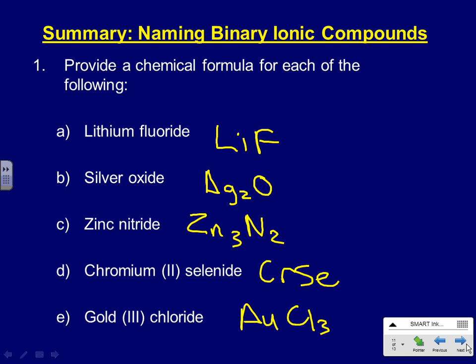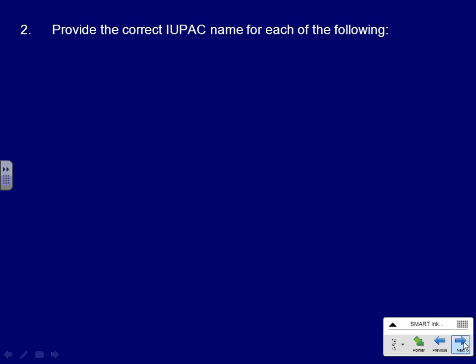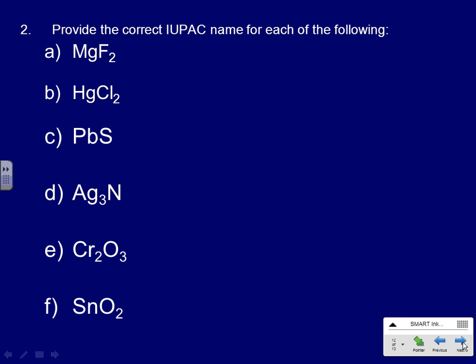Okay. Now back the other way. And this is a little trickier. Don't put provide the correct IUPAC name. Just put number 2, name. Name these. Technically, it's the IUPAC naming system, but yes, just name them.